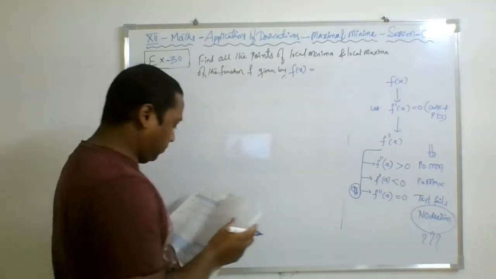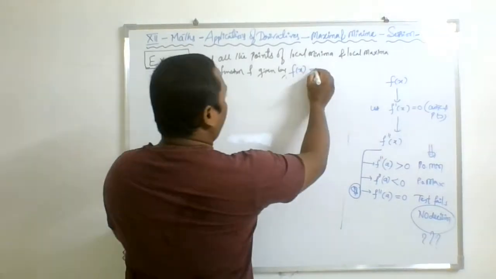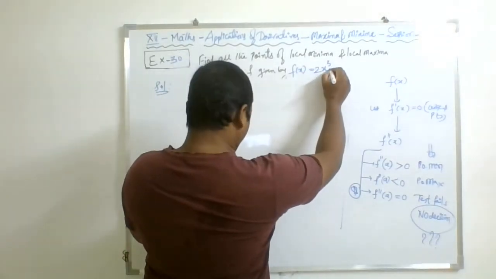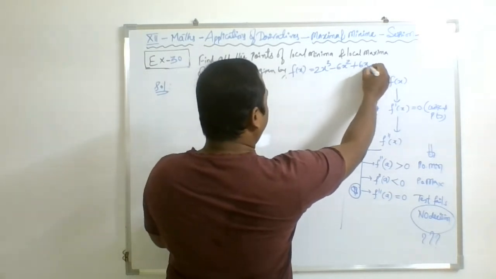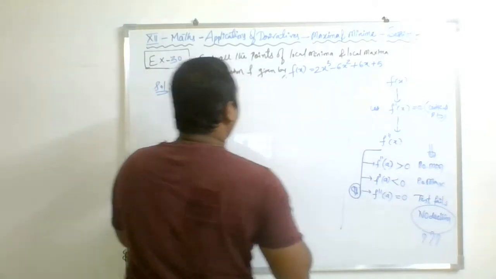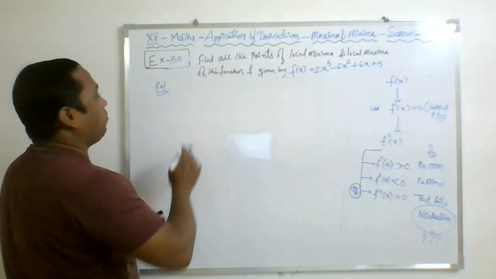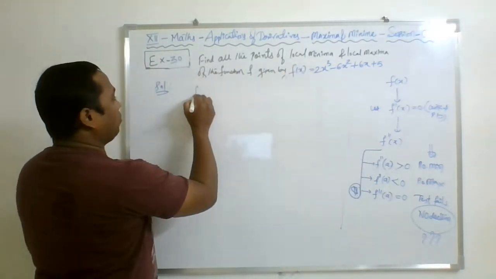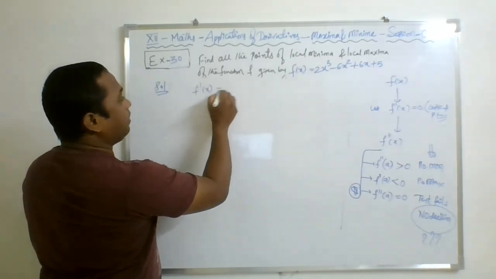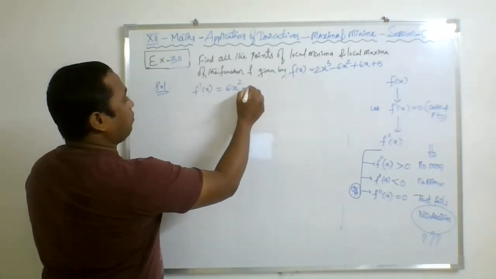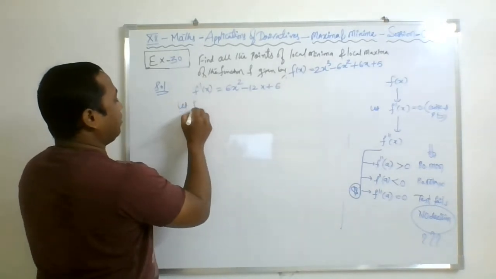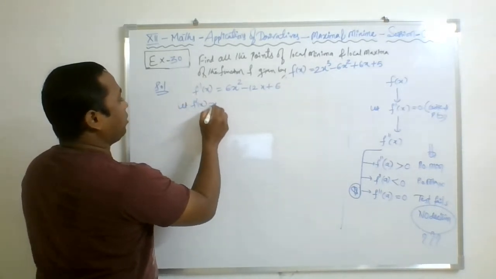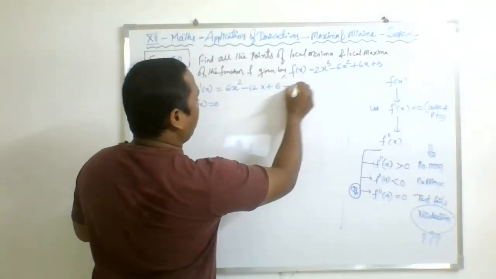Example 30. So what was the question? We are having 2x cubed minus 6x square plus 6x plus 5. So we wanted to find the same one. So the first order derivative will be 6x square minus 12x plus 6. Let the derivative of the function equal to 0.